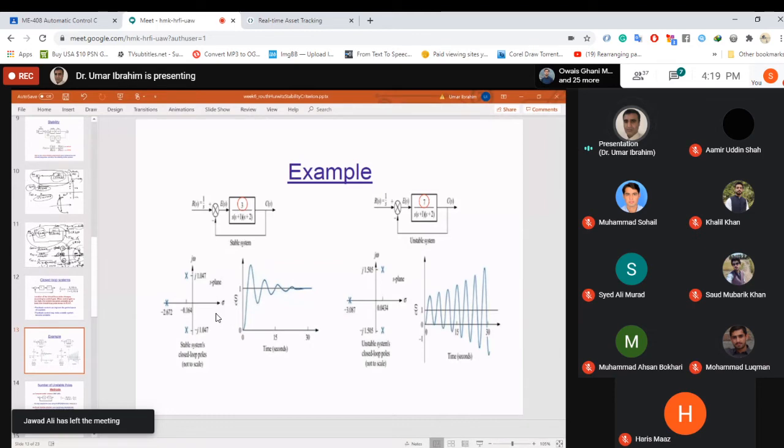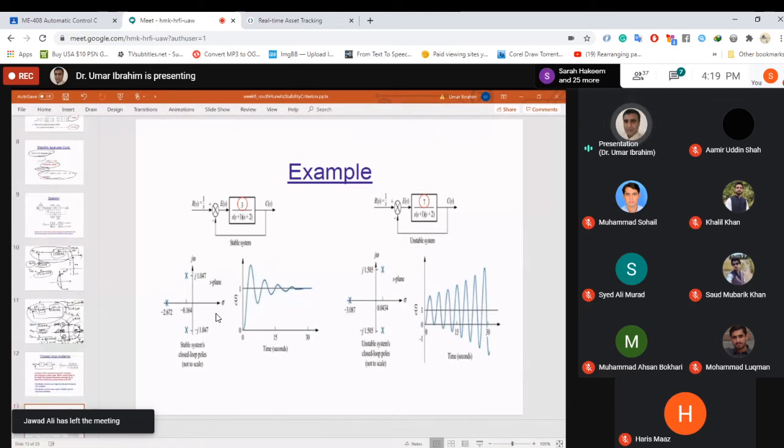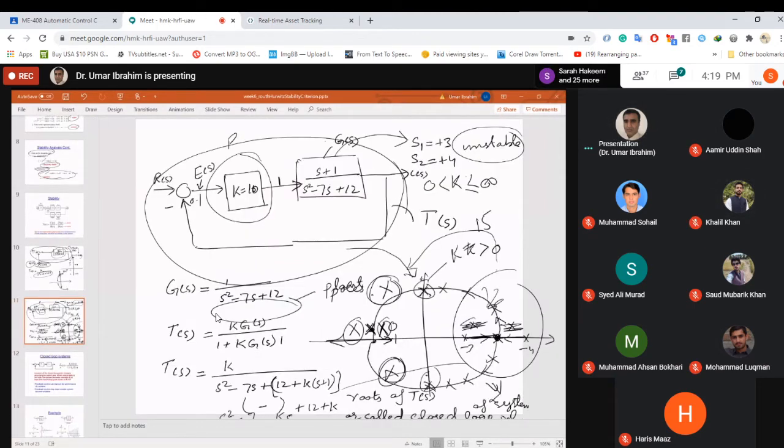K is a proportional controller. PID, proportional integral derivative controller. PID is an amalgamation of three controllers: proportional, integral, and derivative control actions.